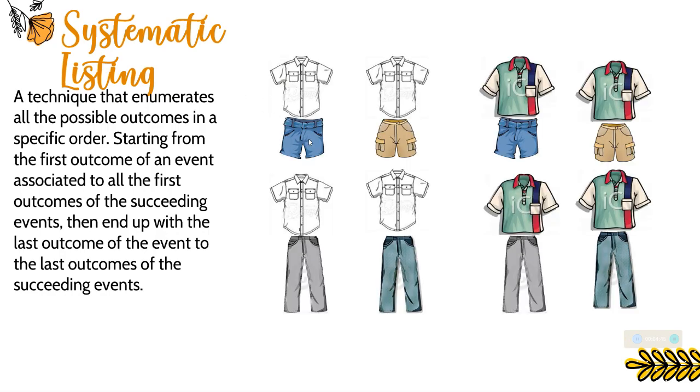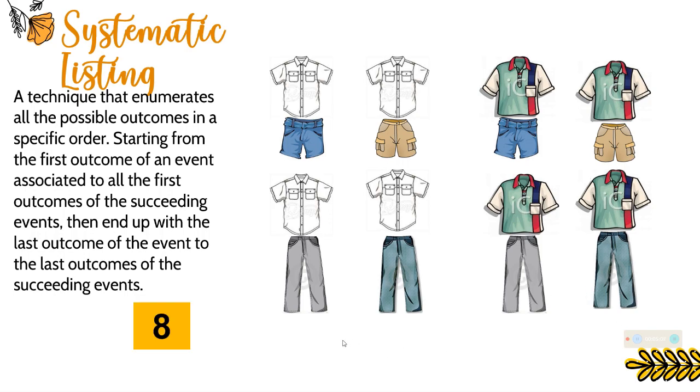We have here to list all the possible outcomes: white polo with blue shorts, white polo with brown shorts, white polo with gray pants, and white polo with blue-green pants. And then on the other polo, of course, we have here 4 choices.